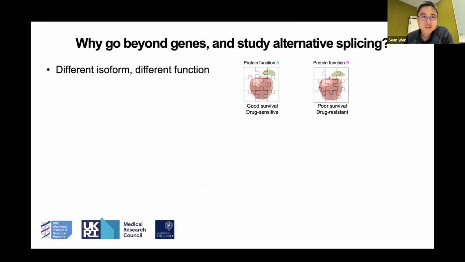So why do we want to go beyond genes and study alternative splicing? Why should we just stop at gene expression and not go further for splicing? One reason is because different isoforms can give rise to very different protein functions. For example, we know that different proteins arising from the same gene can sometimes mean the difference between good and poor survival. And sometimes it could also really mean the difference between a protein that is sensitive to a given drug or a protein that is resistant to a given drug.